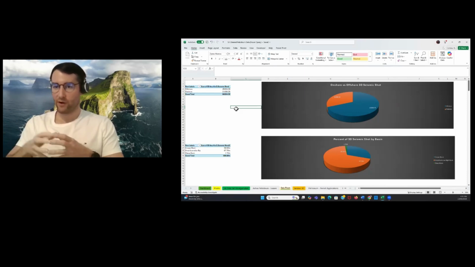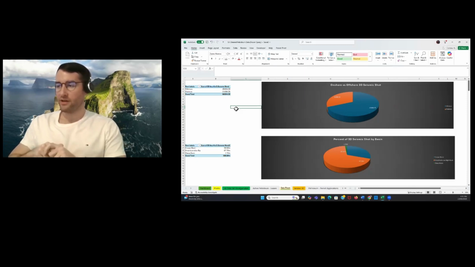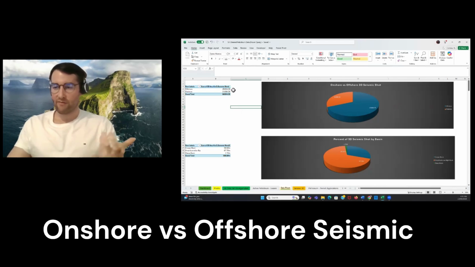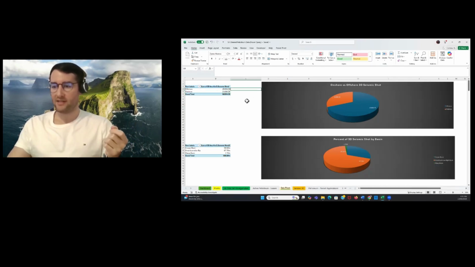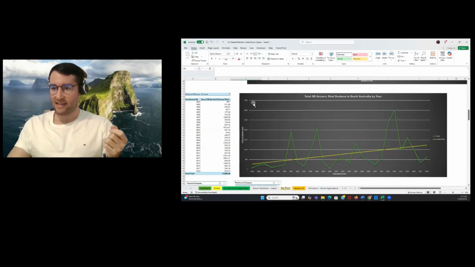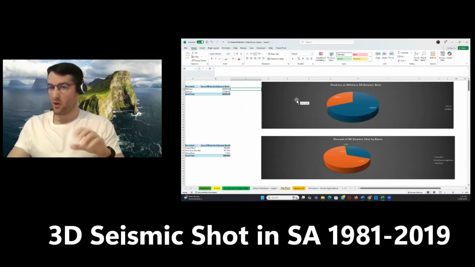Now, it'd be good to have 2D seismic records as well, but unfortunately, I wasn't able to pull them off SA Rig. Okay, so coming to our findings, we've got onshore versus offshore 3D seismic shot. Here we can see that there's 45,494 square kilometers of seismic shot offshore versus 21,090 onshore throughout the period of 1981 to 2019. So nearly a 40-year period there.